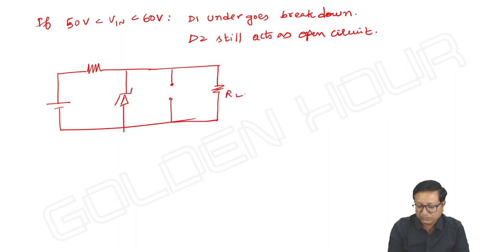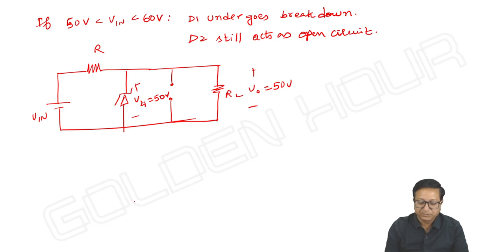So VZ1, that is 50 volts. V output is equal to 50 volts. That's it. Further, you are increasing the input voltage, no issues. Is there any possibility for output to go beyond 50 volts? No. The input may be 55 volts or 60 volts, doesn't matter.